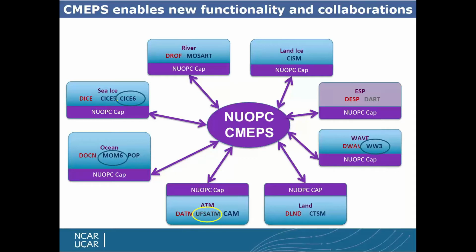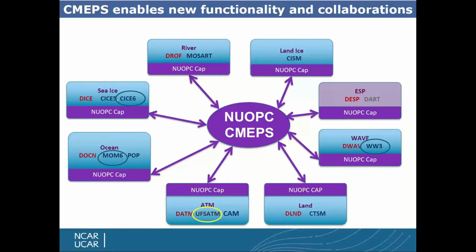And what I've circled in yellow is that even though we're not sharing it, there is a completely new atmosphere component that NOAA is using called the UFS atmosphere, which is based on the cubed sphere finite volume dynamical core that GFDL has created. And that can be easily swapped into the system as well.